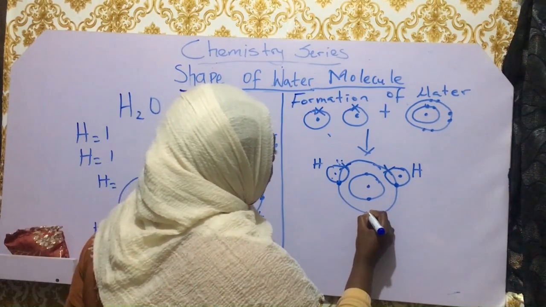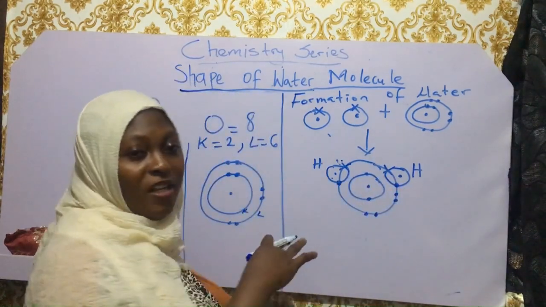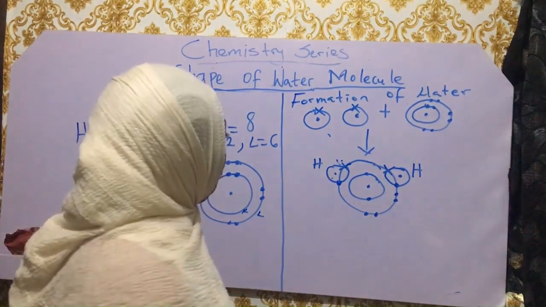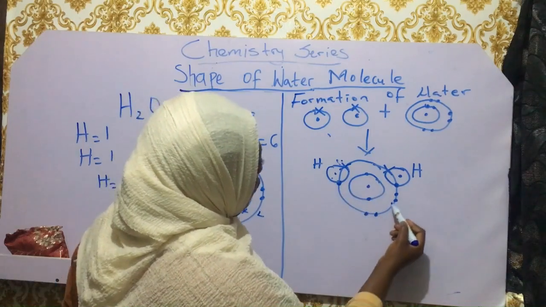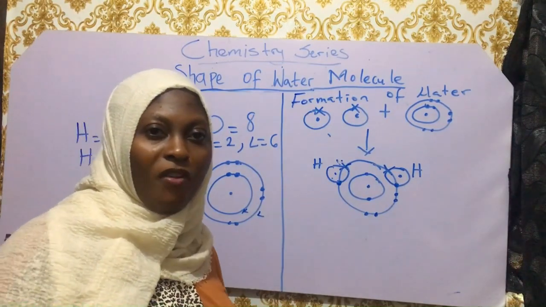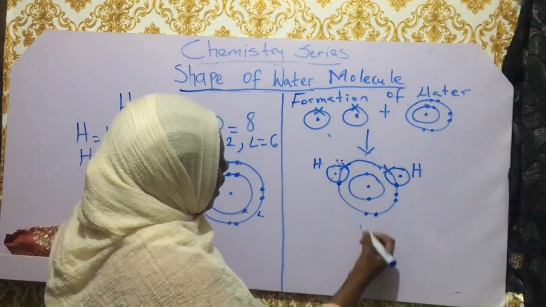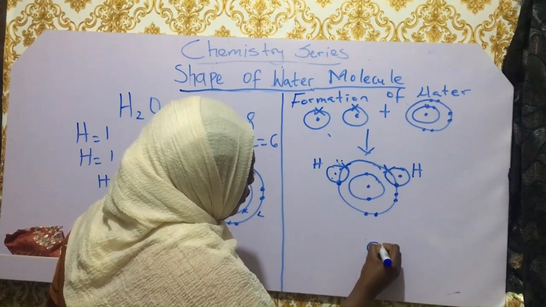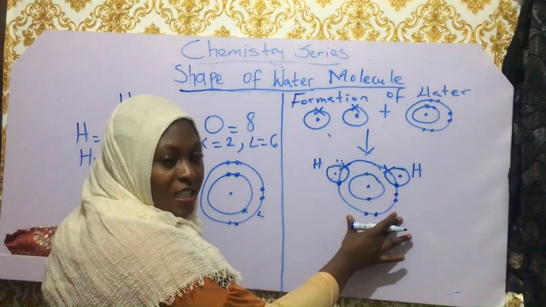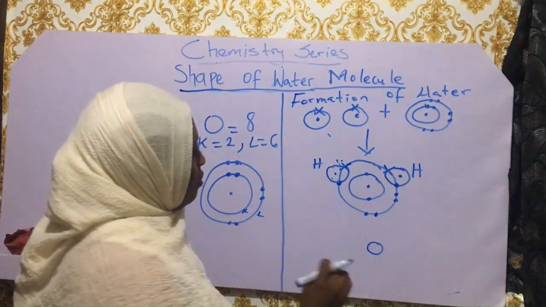Now let's put down the 4 electrons. So let's try to count the total number of electrons on the second shell of oxygen atom. 1, 2, 3, 4, 5, 6, 7, 8. We can see that the total number of electrons on the outermost shell of oxygen is complete. So we can have the shape of the water molecule that is formed, because we can see here we have 1 atom of oxygen and 2 atoms of hydrogen, which is water molecule.